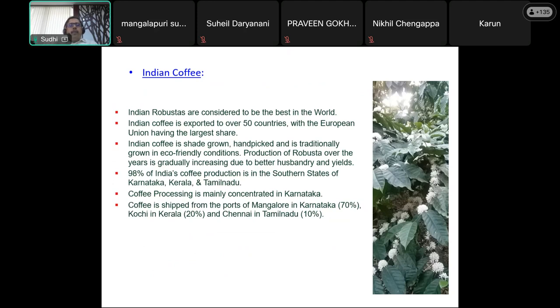So 90% of Indian coffee production is in the southern states of Karnataka, Kerala and Tamil Nadu. Out of that, Karnataka is the state which produces the maximum coffee. Coffee is shipped out of Mangalore in Karnataka. About 70% of the coffee produced in India gets shipped out of Mangalore, Cochin about 20%, and Chennai about 10%. So this is the topography.